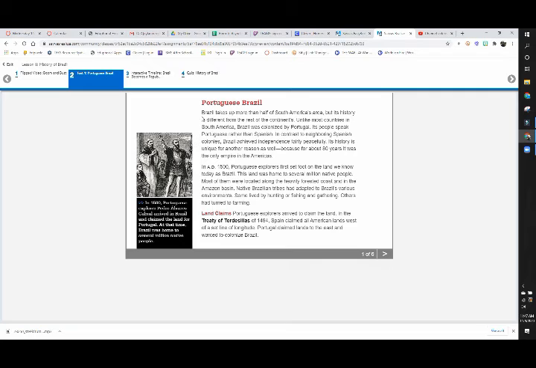All right. So the Portuguese in Brazil. Brazil takes up more than half of South America's area. That's because Brazil is a pretty big place. But its history is a lot different. Unlike most countries in South America, Brazil was colonized by Portugal. Very important. Brazil was colonized by Portugal. So its people speak Portuguese, not Spanish.